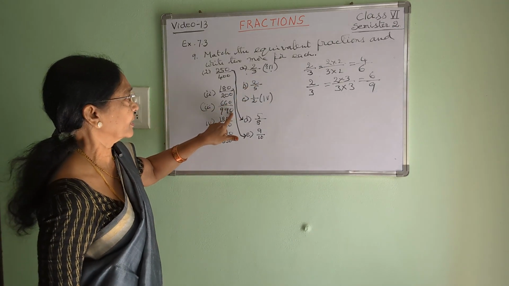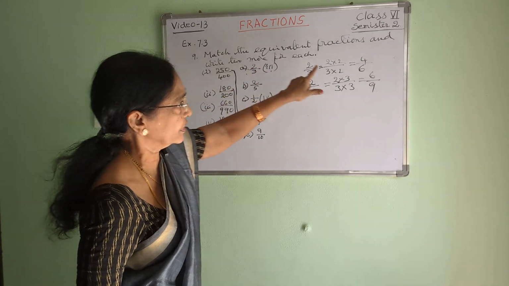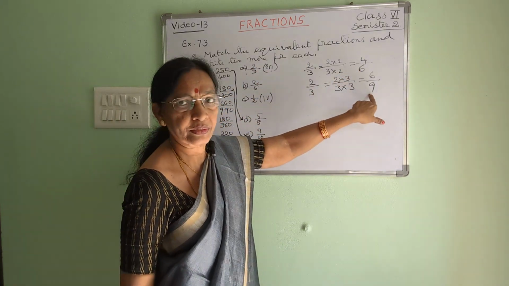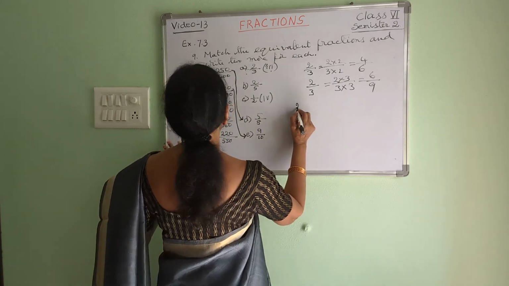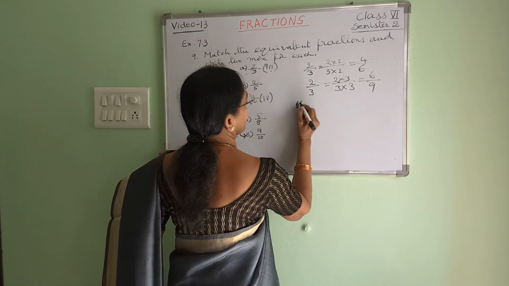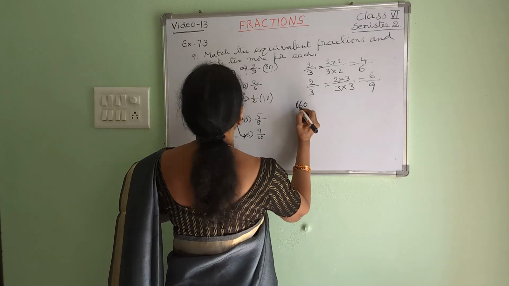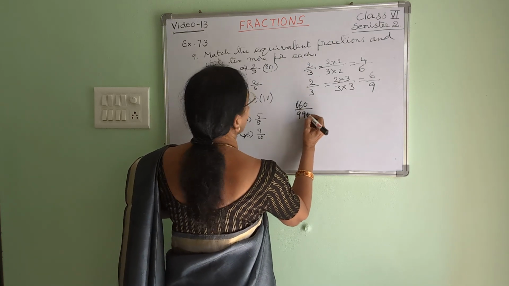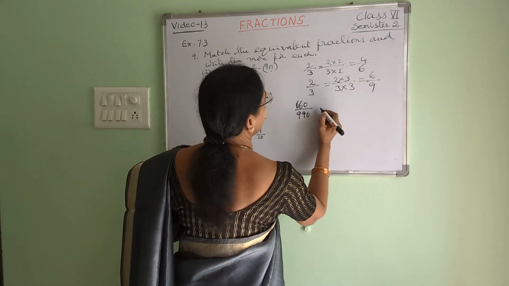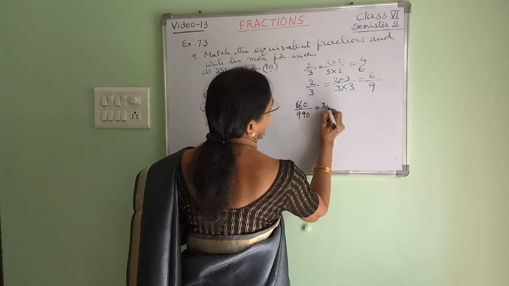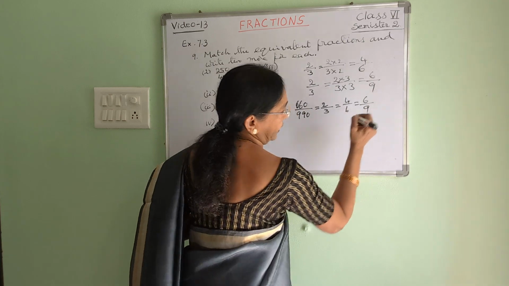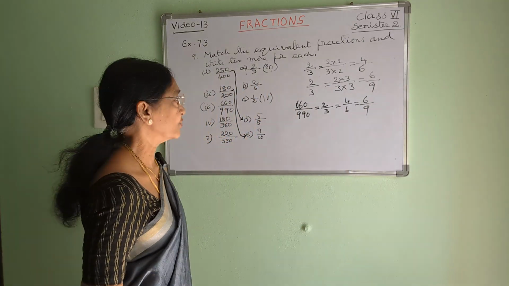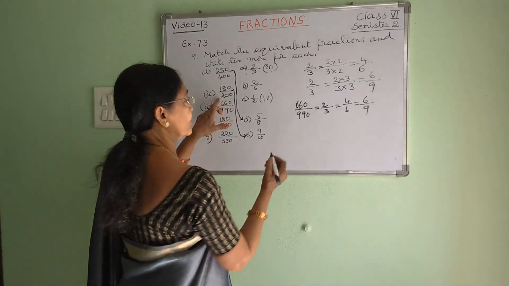So 660 by 990 is equal to 2 by 3, is equal to 4 by 6, is equal to 6 by 9. Thus we can write for the second one also.